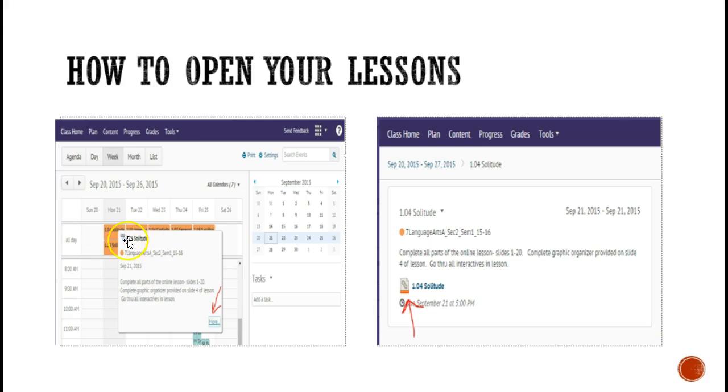Alright, a little bit deeper. Here's what it looks like when you click on the box for 1.04 Solitude. You get this box that says More, and then this box pops up and gives you a brief description, and I tried to tell you what to expect. Complete all parts of the online lesson slides 1 through 20, complete the graphic organizer provided on slide 4, and go through all interactives in the lessons. I just wanted to point out that this is the link. You actually click on the words, but that chain link in the box with the orange indicates that it's a link to open a lesson.